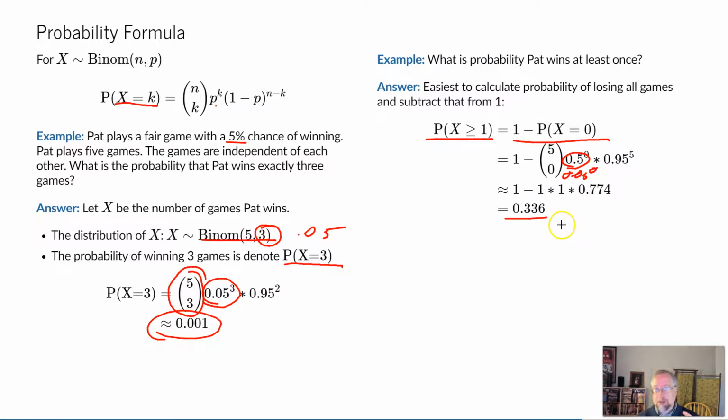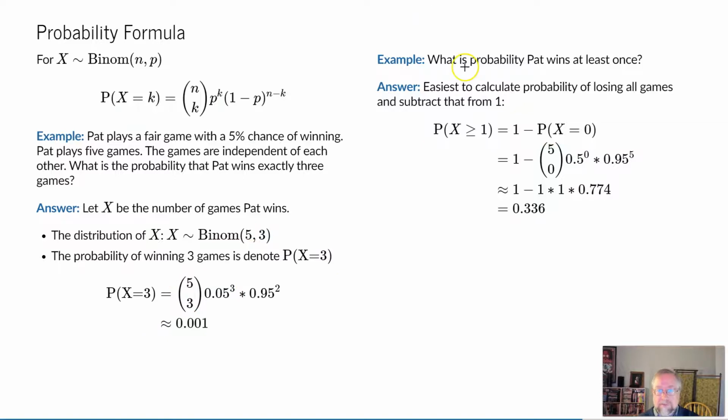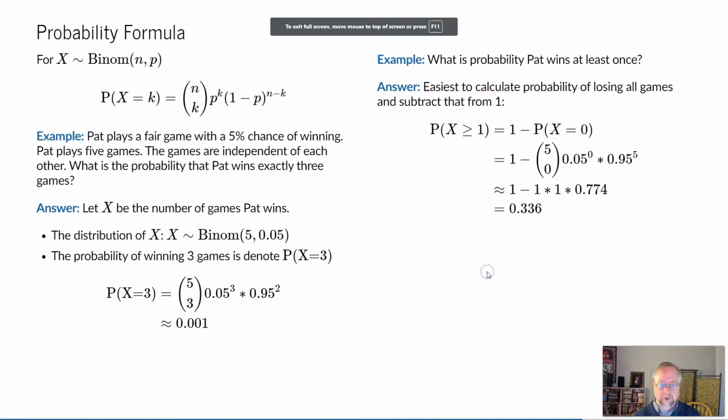So there's still a 33.6% chance that Pat's going to win at least once, even though the odds of winning aren't particularly good. So that's kind of cool, I think.